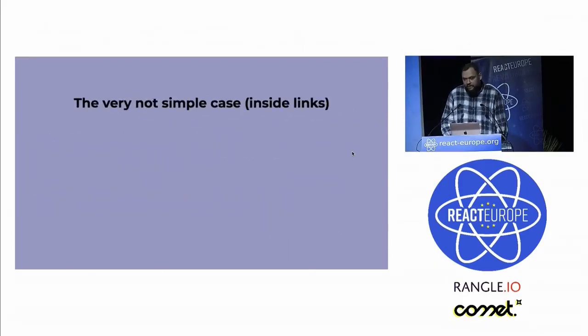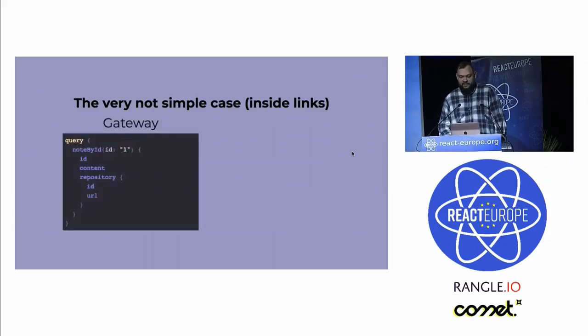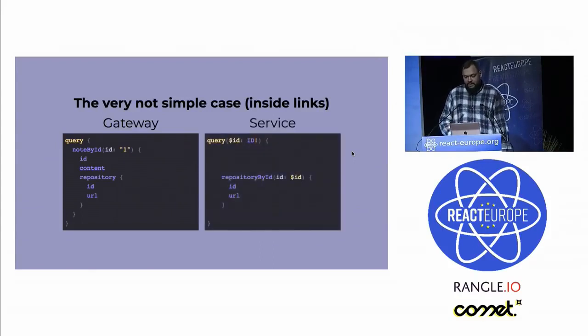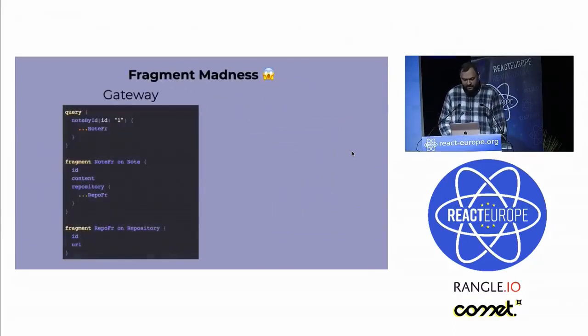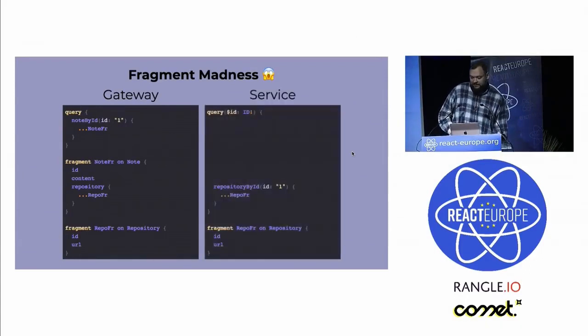It gets even more complicated when we want to forward inside the links. For example, if we're retrieving the node by ID, but we still want to have this repository. So probably on the gateway we store the ID of the repository, and now we want to delegate that part that only queries repository. So it will look something like that on the service, because we only query for repository. It gets super complicated when we have fragments, because here we have fragments inside fragments, and we need to keep some fragments, but filter other ones. So it ends up something like that.